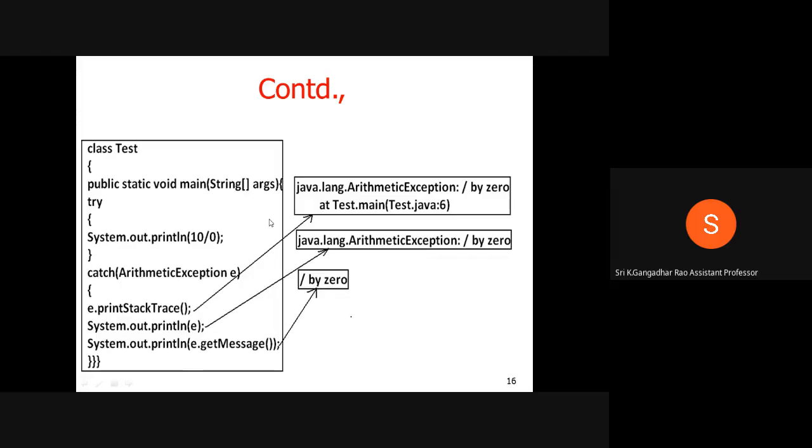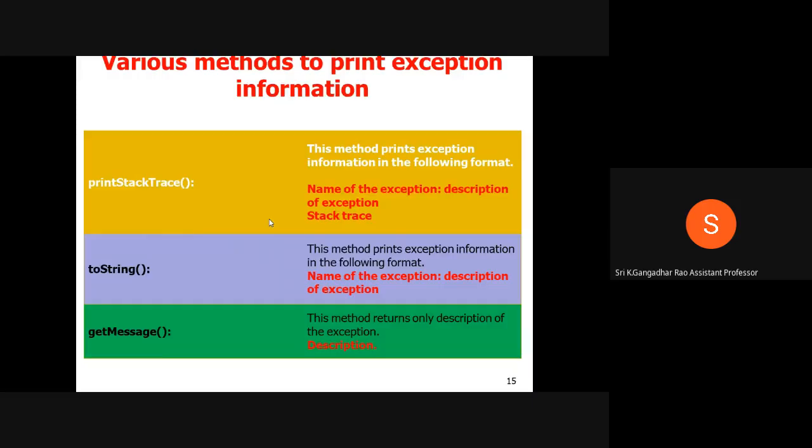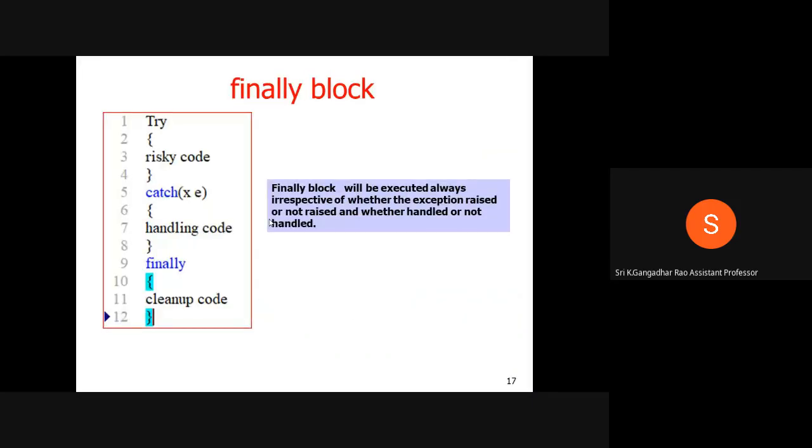So what are the methods that are used to print the exception information in Java? There are 3. One is printStackTrace, the other is the toString method, and the third one is the getMessage method. Okay, so you can understand the difference from this.